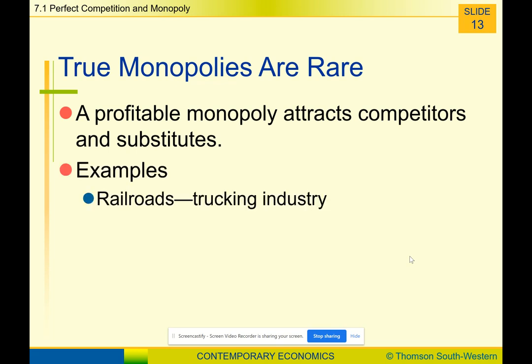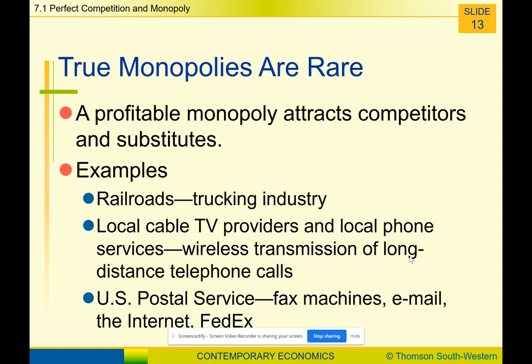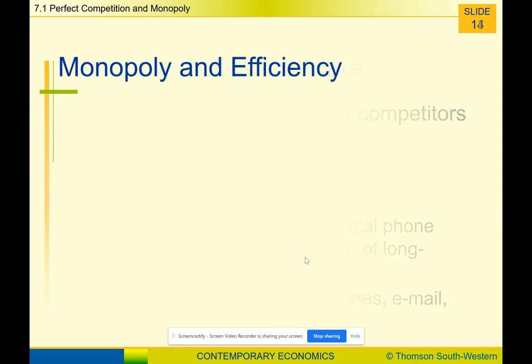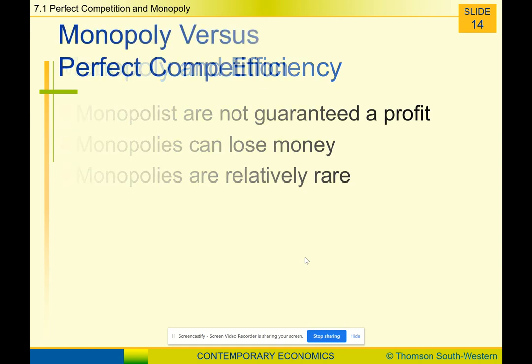For example, railroads and the trucking industry, local cable TV providers and local phone services, wireless transmission of long-distance telephone calls. For the U.S. Postal Service, we have fax machines, email, the internet, FedEx. True monopolies are rare because people say, hey, that's a great idea, I want to do that too. That's why you see Verizon, Comcast, DirecTV, stuff like that. Monopolists are not guaranteed a profit. Monopolies can lose money. They're relatively rare.